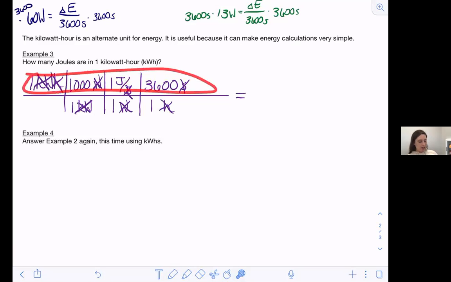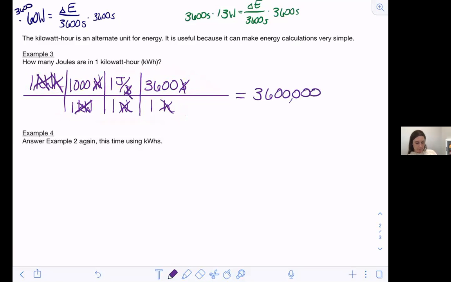So if I multiply everything on top and divide it by everything on the bottom, I should get my answer for how many joules there are in 1 kWh. And what we find is there are 3,600,000 joules in 1 kWh. So they are both measuring energy. I would like to emphasize that again. Both joules and kilowatt hours do measure energy, but they measure it in very different scales. So we are talking millions of joules in order to make up 1 kWh.